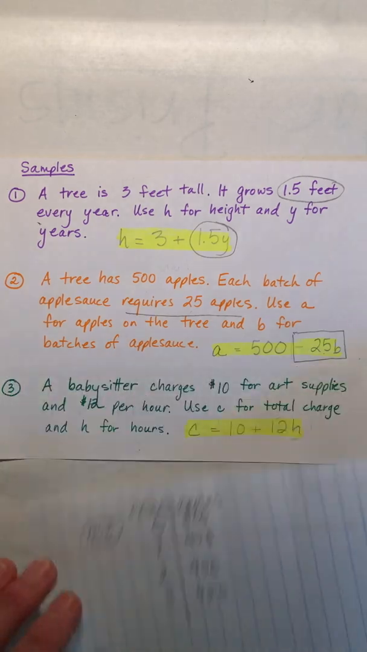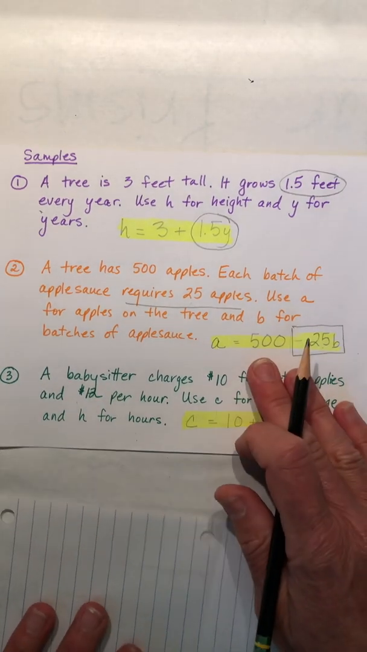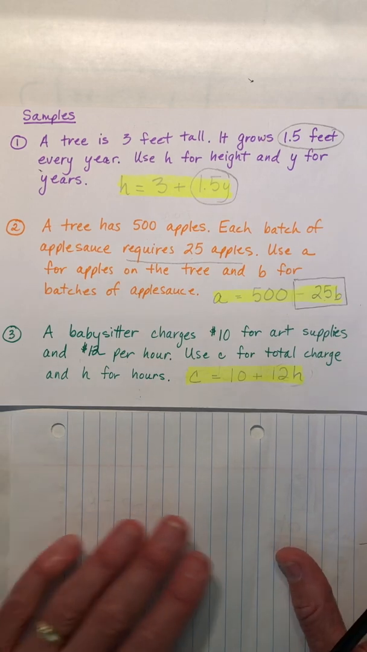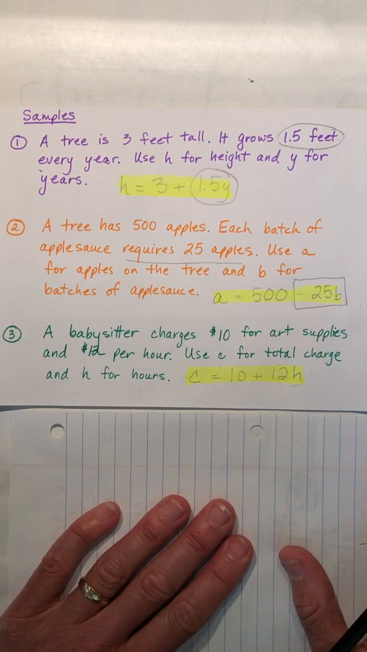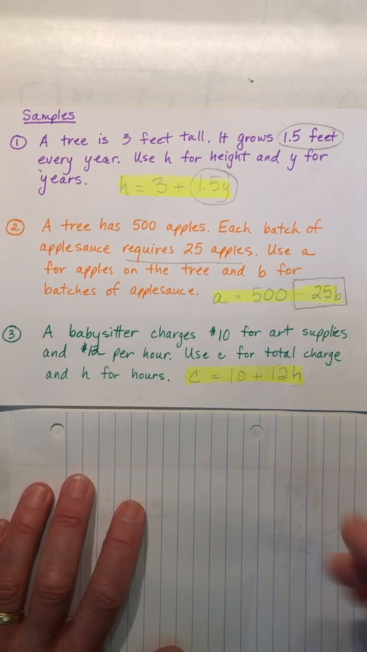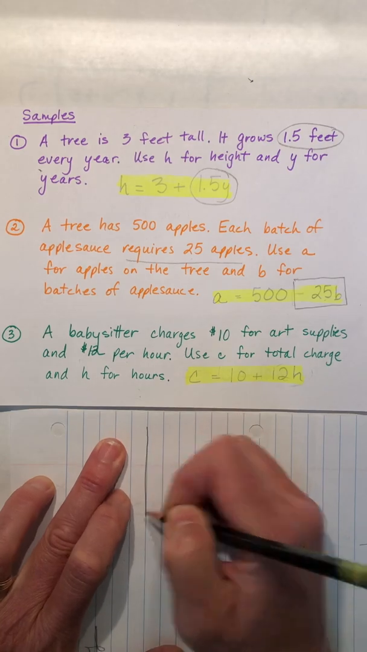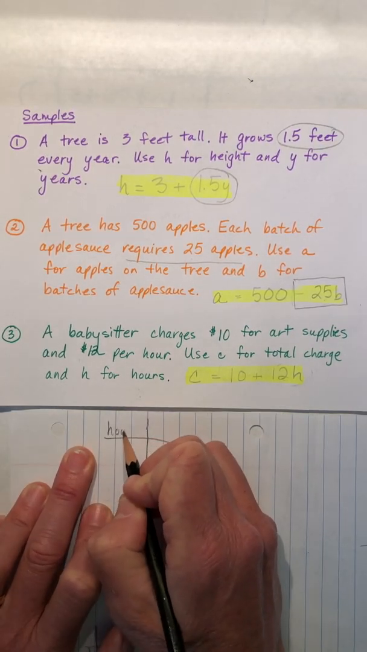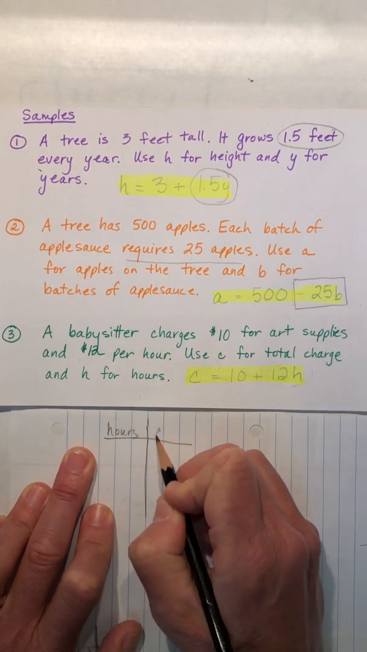All right, let's take a look at number 3 here. And again, this is one we did before. A babysitter charges $10 for art supplies and $12 per hour. Use C for total charge and H for hours. So let's do hours and charge.